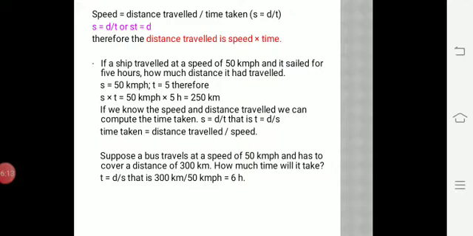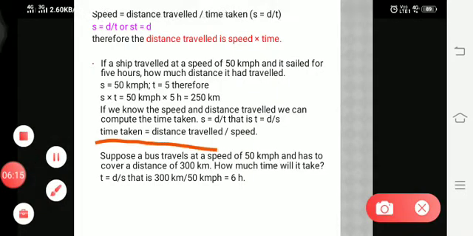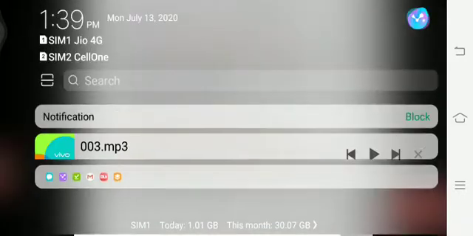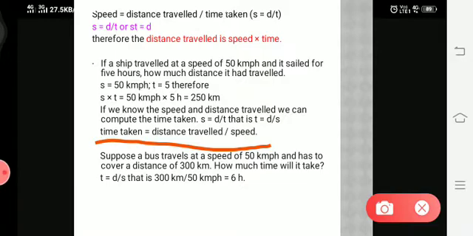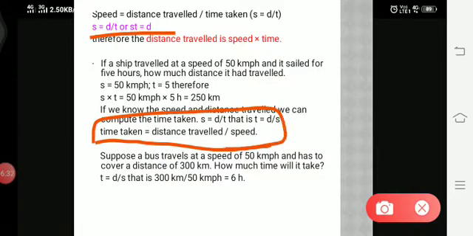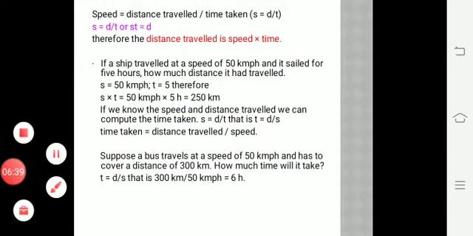In the same way, time taken also can be calculated: distance traveled divided by speed. So you are going to remember these three formulas. I have written one in pink color. See, S equal to D divided by T, or S times T equal to D, and the next one is T equal to D divided by S. These three formulas are very important. Now let's move on to the next sum.